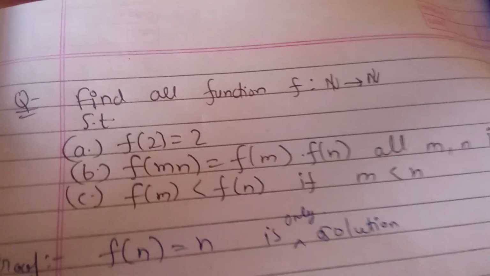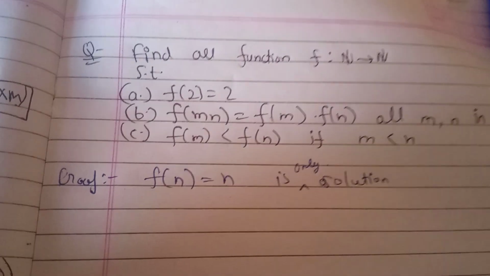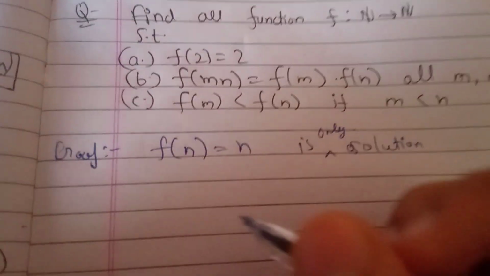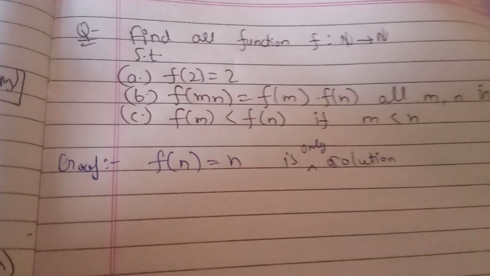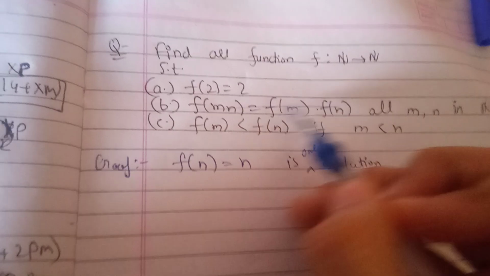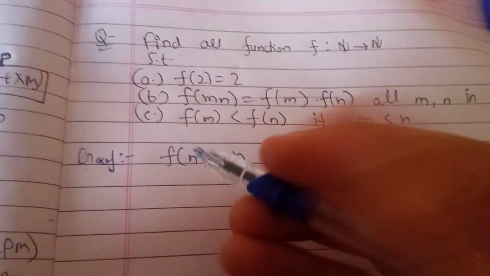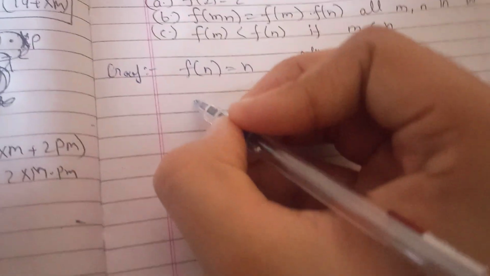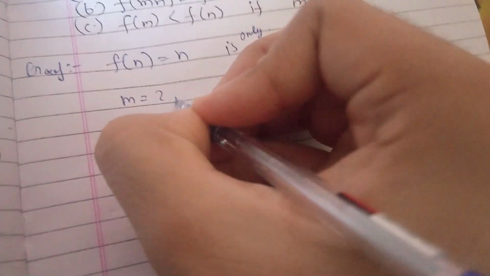So we will start by finding some initial values like f(1), f(3), f(4), like that. So we are going to find f(1). We will use the second condition to find f(1). So put m equals 2 and n equals 1. We will get f(2) equals f(2) times f(1). This will cancel out, since it is not 0, and then f(1) equals 1.